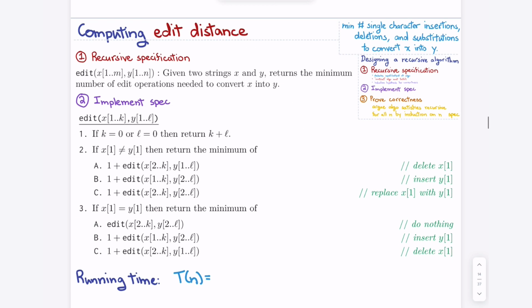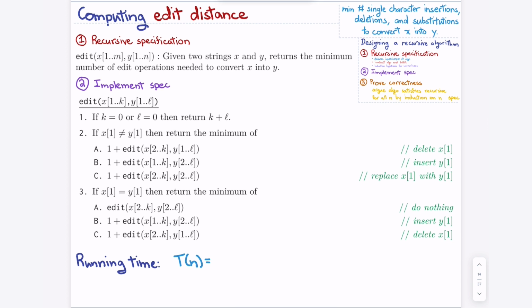Okay, so what is the running time of our algorithm? First, let's model this. How would I model the running time? So T of n will be the upper bound on the running time for, I guess, n total characters. K plus L is equal to n. T of n is some constant times T of n minus 1 plus constant work. Why 6? Because there are 6 recursive calls. Either way, you're only doing 3, so it's actually 3.